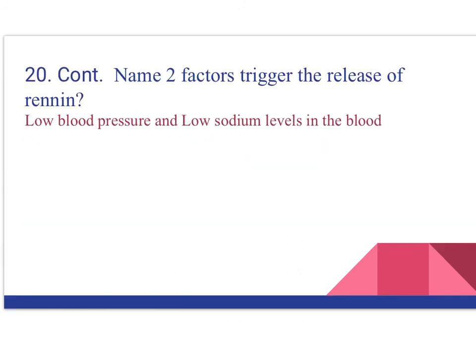So the 2 factors that would trigger the release of renin is either low blood pressure or low sodium levels. So if you can assume that if you've lost a lot of water, you've also lost a lot of salt. And if your blood volume is low, then your blood pressure will be low as well.